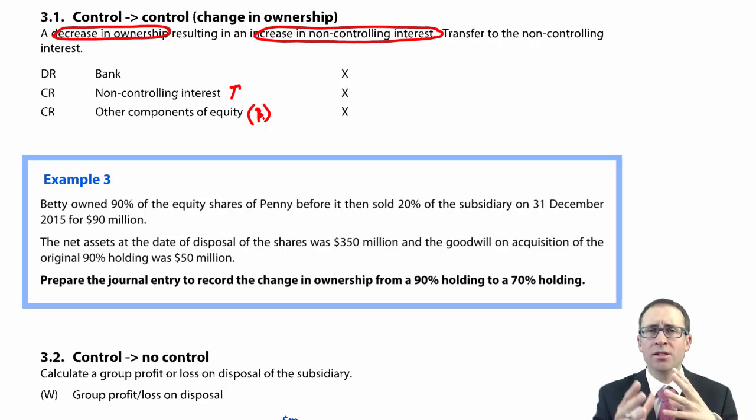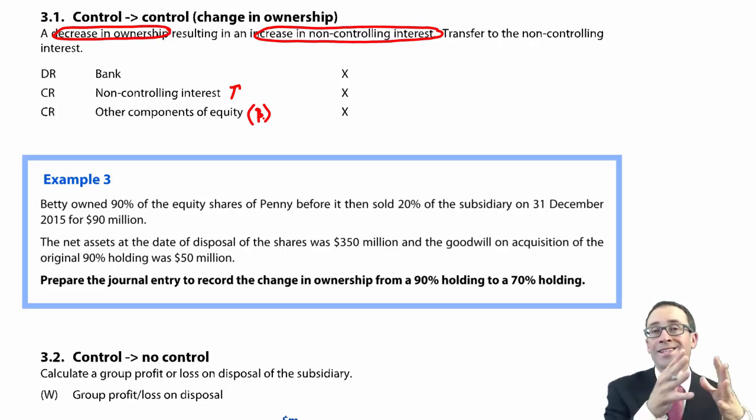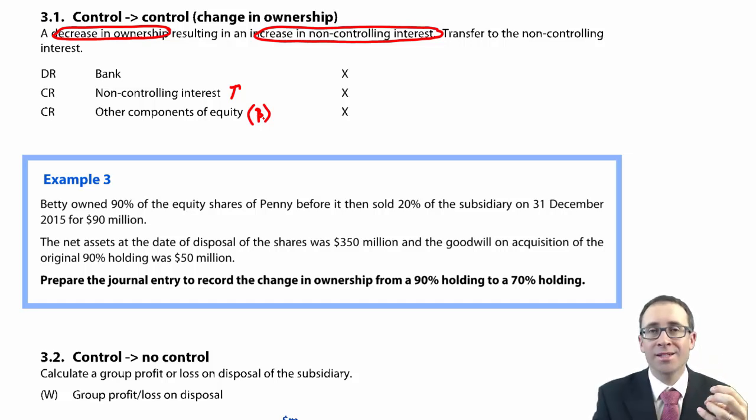So when you look at the change in ownership as a percentage, we don't apply it to the non-controlling interest. We actually apply it to the assets, the liabilities, and the goodwill, because that's what we're giving them more of, isn't it? Okay. So let's go through and see it in a little more detail with the example.